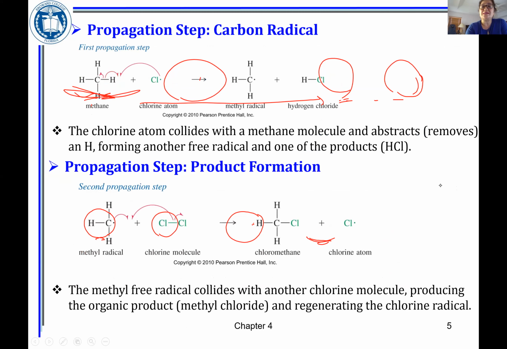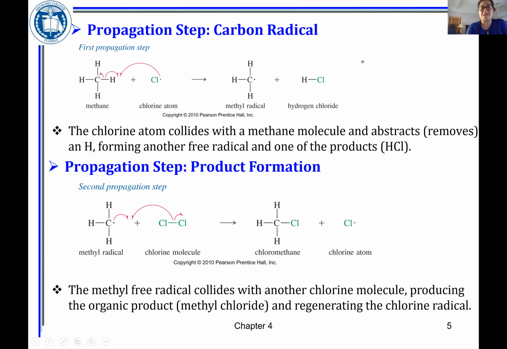So what happens in the propagation step? Just the reason I say this, it may not be in the books, but it's going to make it easier for you to recognize. In a propagation step, one free radical is consumed and another free radical is produced. That's a propagation step. This is the second propagation step: a free radical is consumed, a free radical is produced, and you also have a product that is forming. So these two steps are known as propagation steps. They are kind of promoting each other.